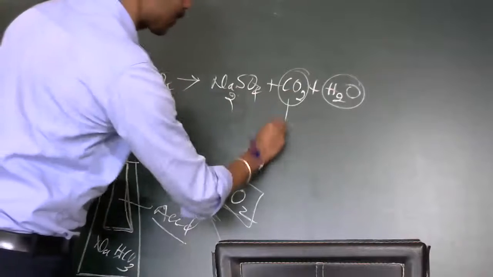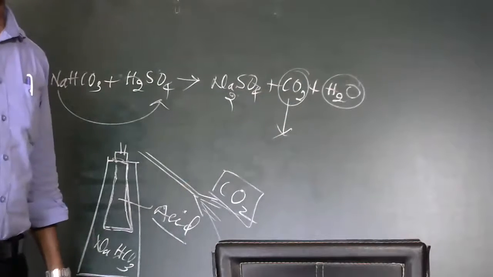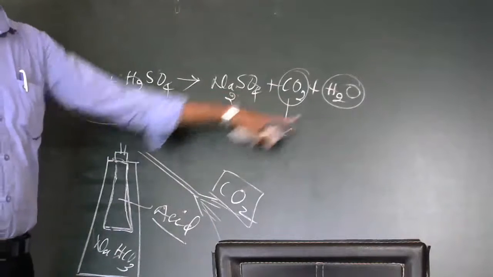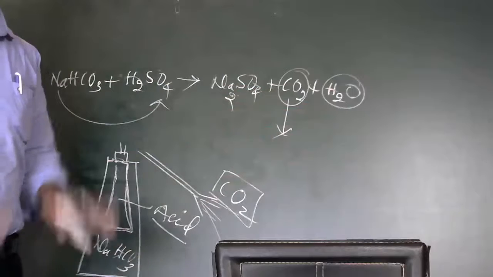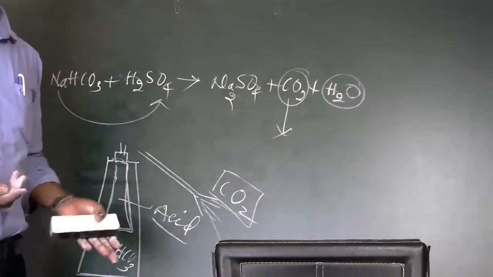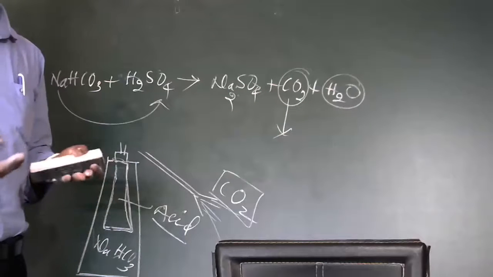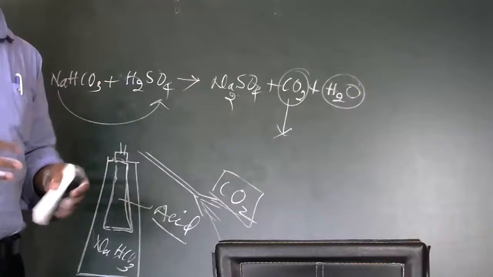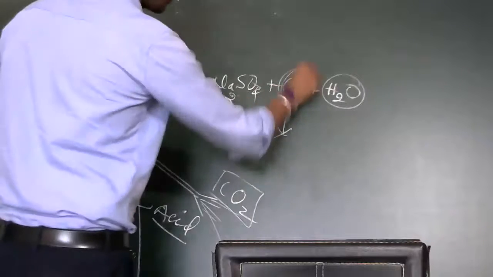This carbon dioxide is a non-supporter of combustion, so it stops the burning process. Water also reduces the temperature during the burning. During burning, a lot of heat is there. When the temperature is reduced, the fire stops. This is how it is used.